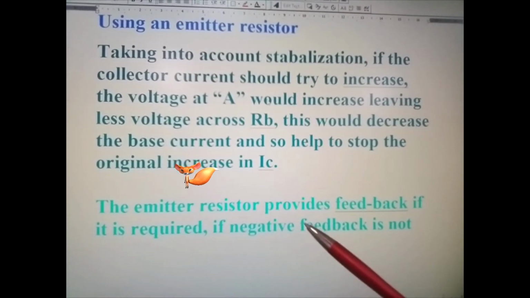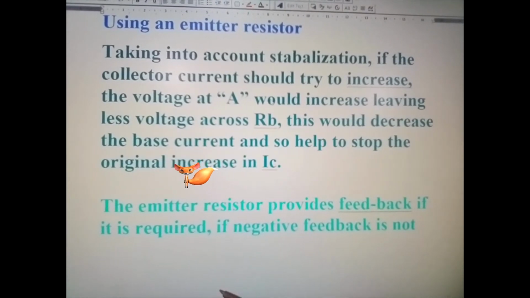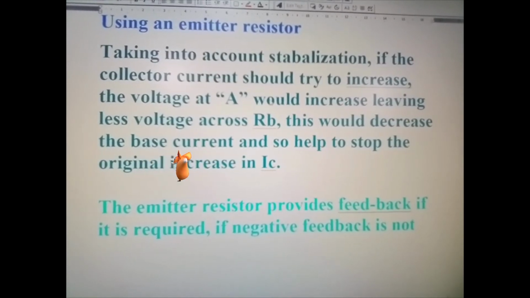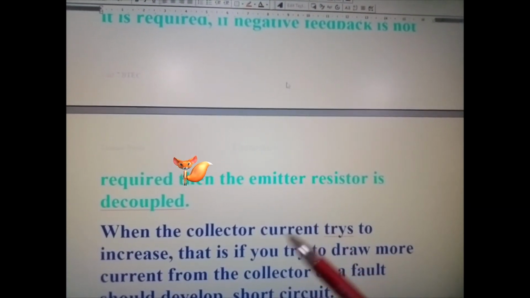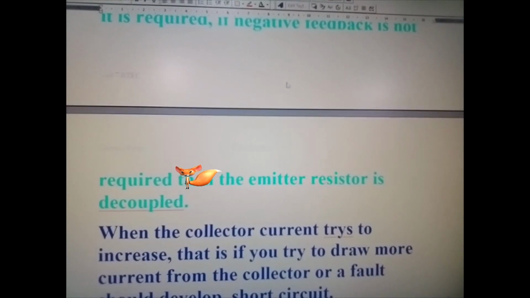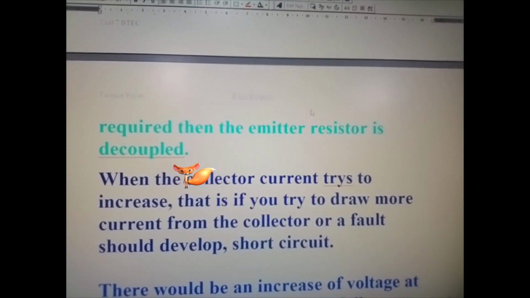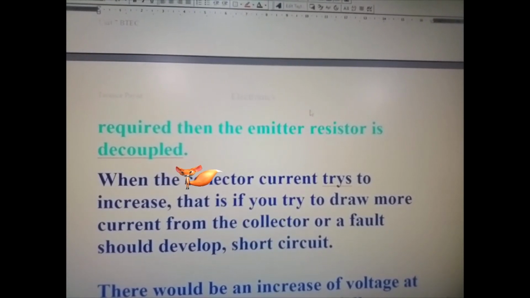Now the emitter resistor provides feedback if it is required. If negative feedback is not required, then the emitter resistor is decoupled. So we can use the emitter resistor to provide feedback if we so wish. Okay, that allows you to control the input current or signal to the transistor, and it allows a consistent control.